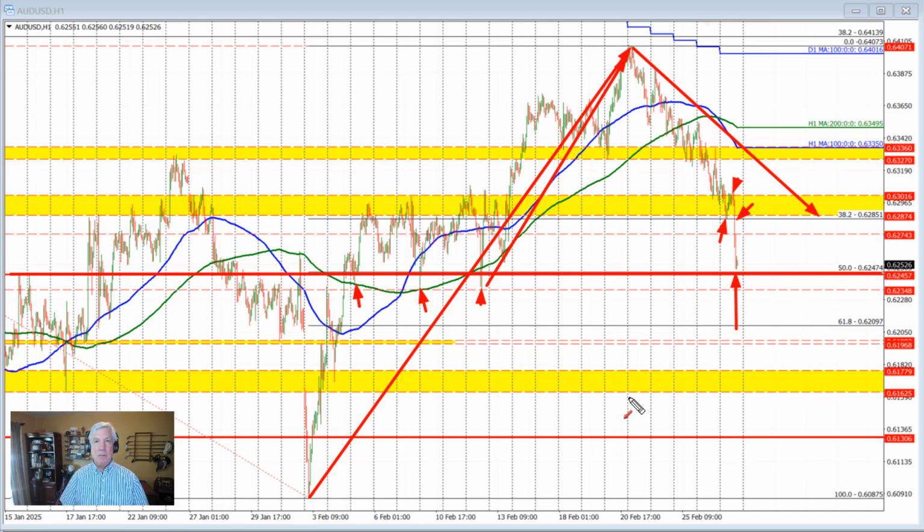So sellers are making a play here. A big move to the downside, nearly 0.9% on the downside, moving toward that 1% decline, but running into that 50% retracement level, which is going to be a key target.